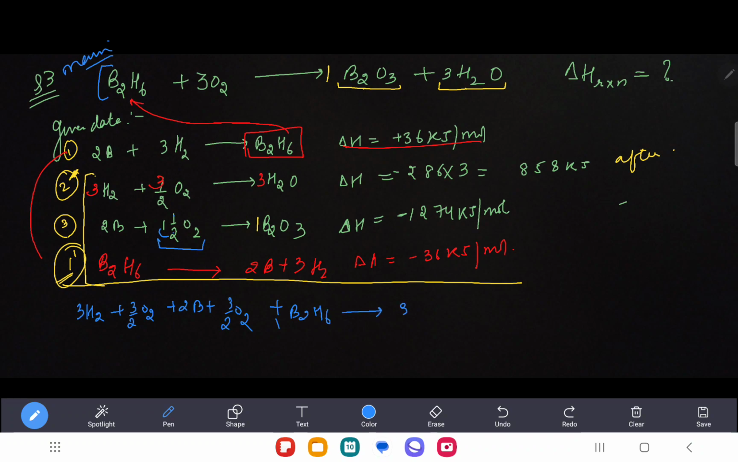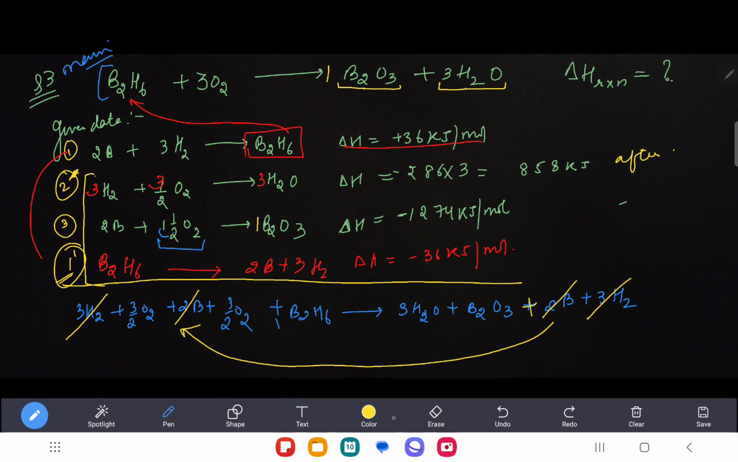And on the right hand side, I get 3H2O plus B2O3 plus 2B plus 3H2. So 3H2 cancels 3H2. Just have a look. And 2B cancels 2B. It's like plus comes here and becomes minus. It is that sort of mathematics with the chemicals as well.